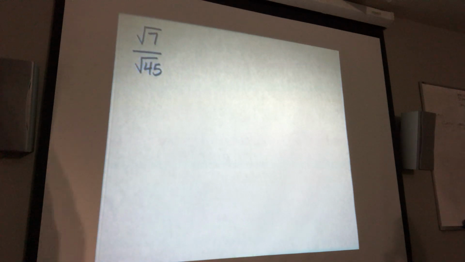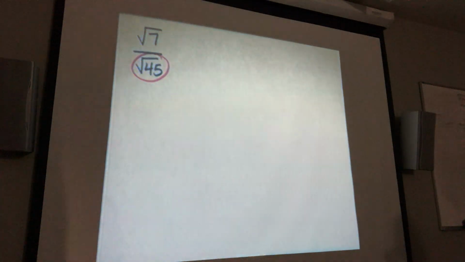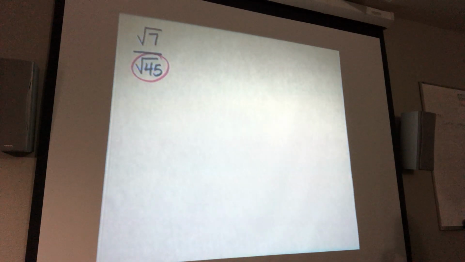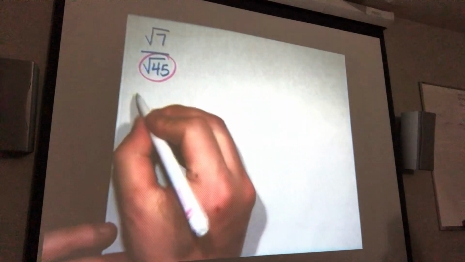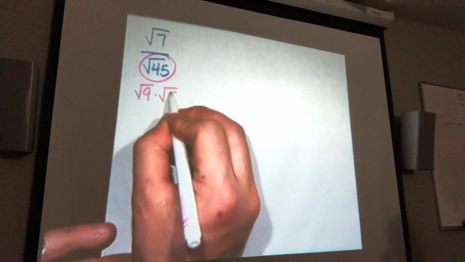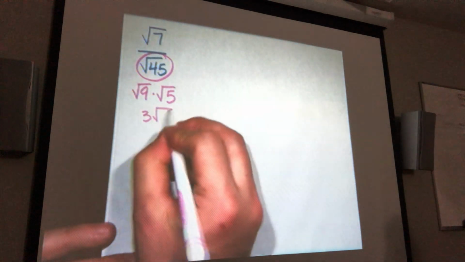7's a prime number, so the square root of 7 I'm not going to be able to clean up, but the square root of 45 maybe. Is there a perfect square that 45 can be divided by? And the answer is yes. 15 is not a perfect square. 5 is also not a perfect square. 9. The square root of 45 is the square root of 9 times the square root of 5, which is 3 square root of 5.